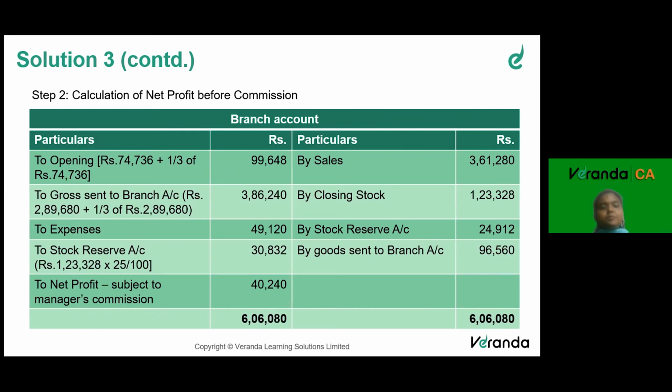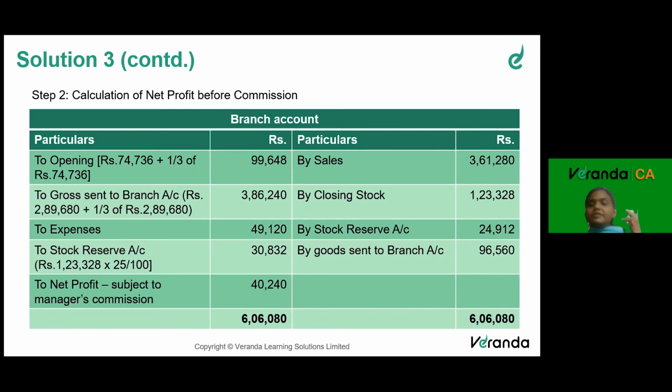That should not be at invoice price, so I need to reverse it. The other profit is sitting at the goods sent to branch. That needs to be reversed. Another is sitting at the closing stock. That needs to be reversed. However, sales will definitely be at the invoice price.